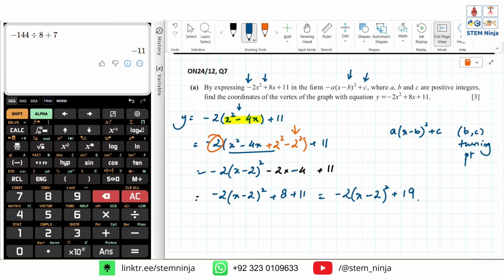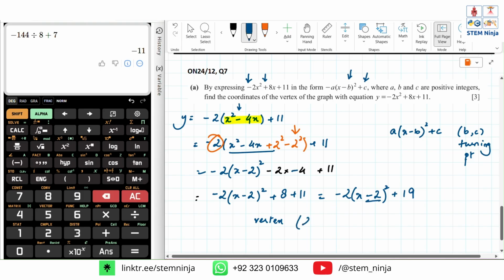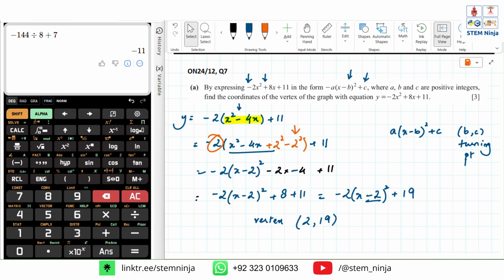And that's about it. Now we need to find the vertex. So the vertex of the graph would be 2 comma 19. And that's about it. Let's see another question like this.